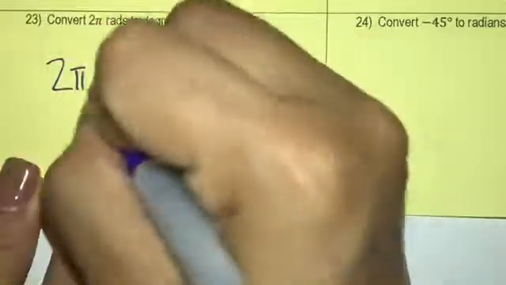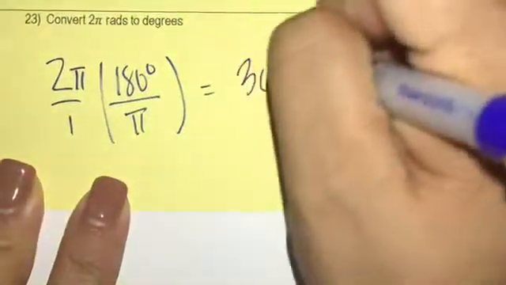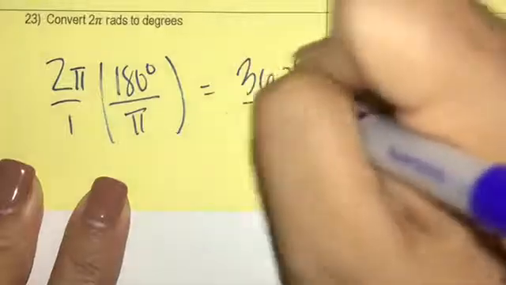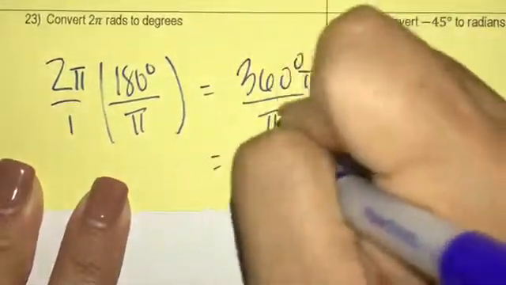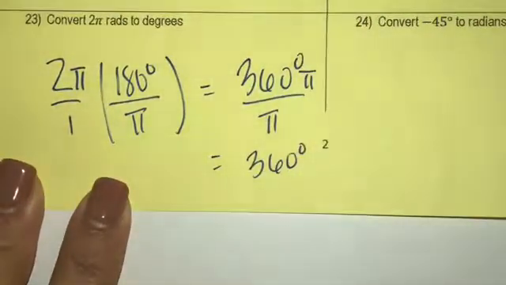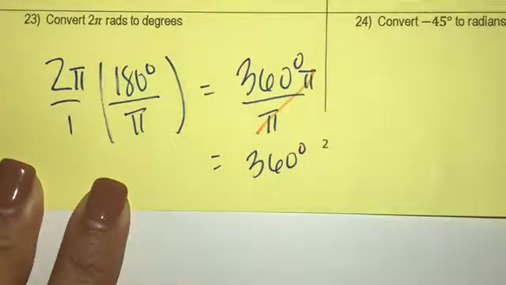Okay, so you're going to have 2 pi times 180 over pi. Multiply going across, 360 degrees. Pi over pi equals 360 degrees. And you do that because the pi's cancel out.